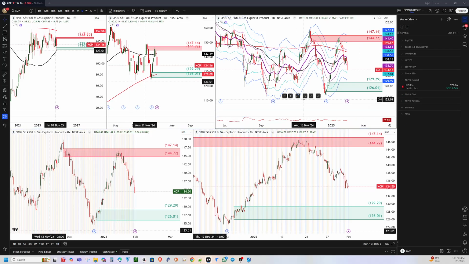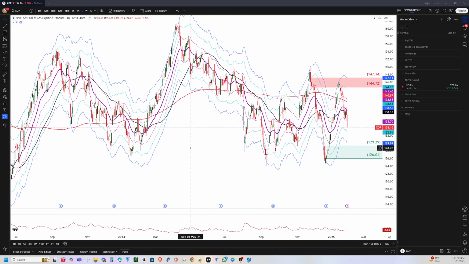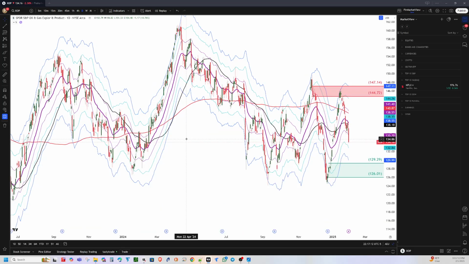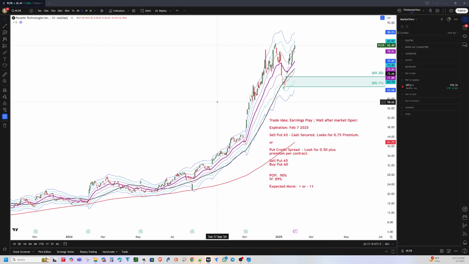I will go through a couple more charts for next week's earnings. Next week I have a couple of earnings, so I will go through a couple of charts. Let's start with PLTR. These are the trade ideas I have for next week's earnings.